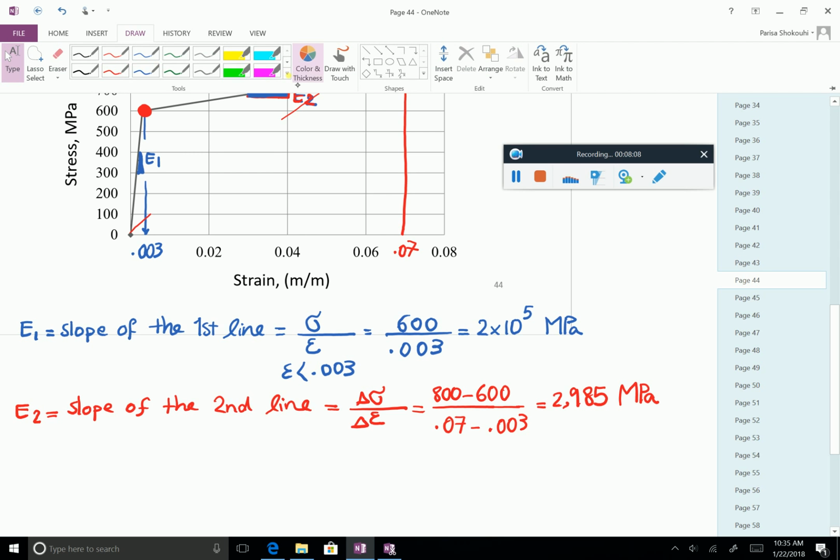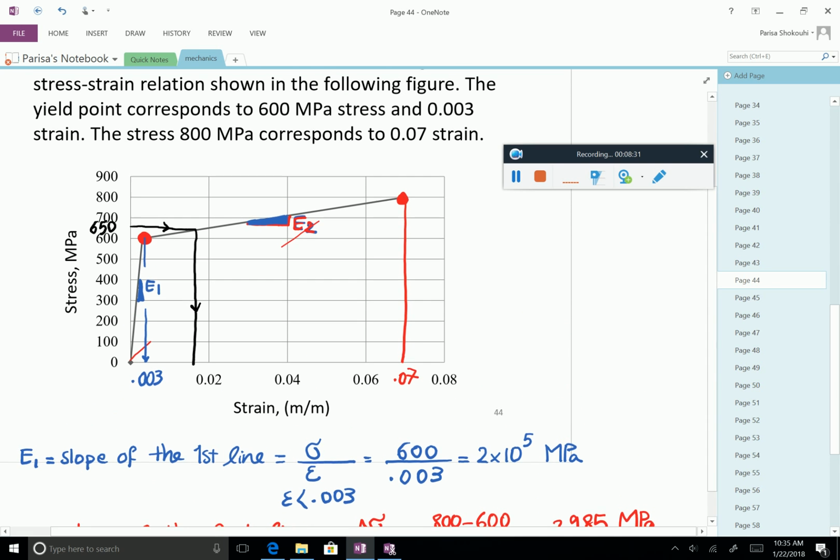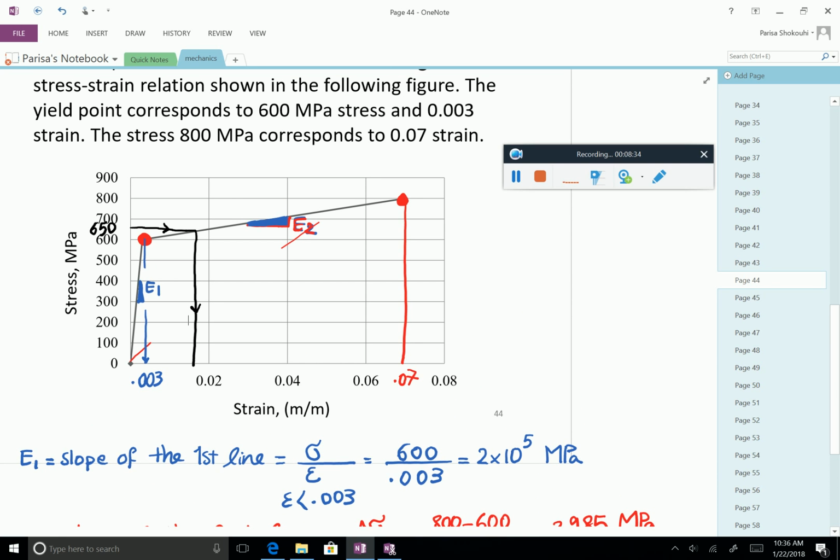Now, if we apply 650, how much strain are we going to have? So now let's try to answer the first part. We are applying 650. If you go to the curve, you land somewhere here. You see that the strain is this much. This much of it, like 0.003, is elastic, and then you have additional strain.